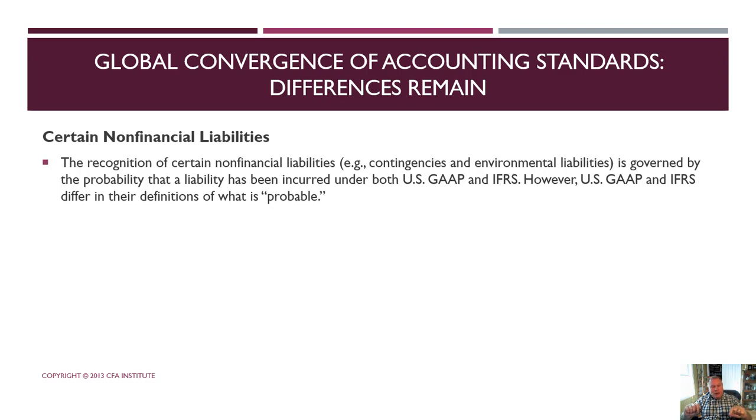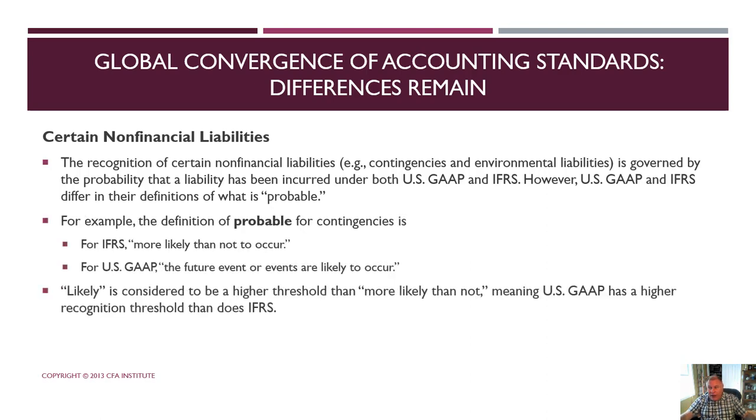So when we look at it, IFRS says more likely than not to occur. The future events are likely to occur. More likely than not, likely to occur. Likely is a higher standard than more likely than not, meaning US GAAP has a higher recognition threshold than does IFRS. Therefore, liabilities will be recognized earlier under IFRS than US GAAP. So we need to be aware of that as we are moving forward and you're doing more complex analytics.